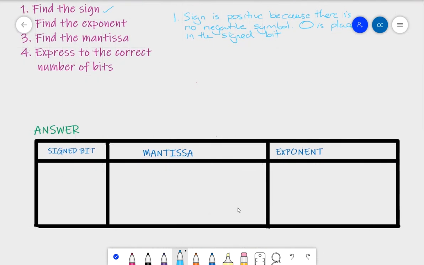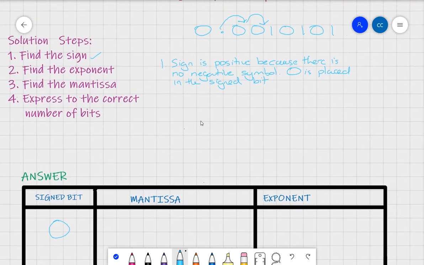So I've got an answer grid here, and the sign bit is always the first bit, and it's just used to identify the sign of the floating point number. If you put 0 in, it means it's a positive number. If you put a 1 in, it means it's a negative number. So we've identified that this is a positive number. Okay, so that's that done.